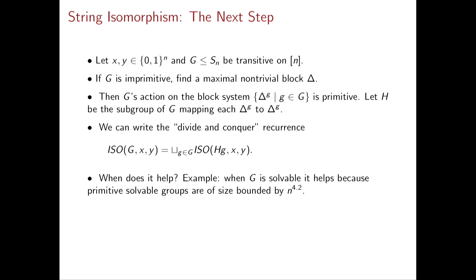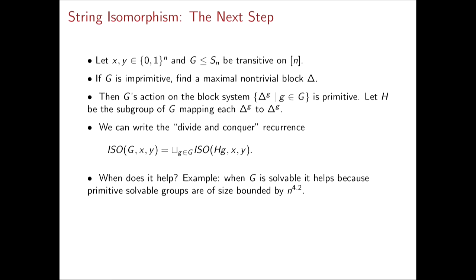So the union of those cosets that I've written down is actually a small union. There are only n to the 4.2 of them. So this recursion makes sense. If I can solve the subproblems, then I can easily put them all together. Hand waving, but you can kind of intuitively see where it is going.